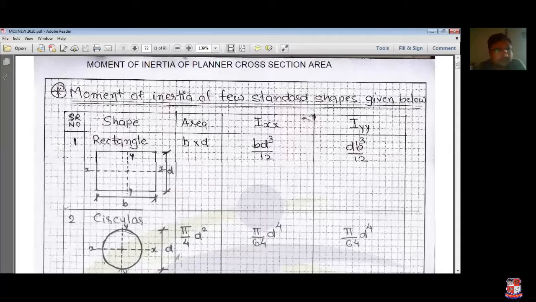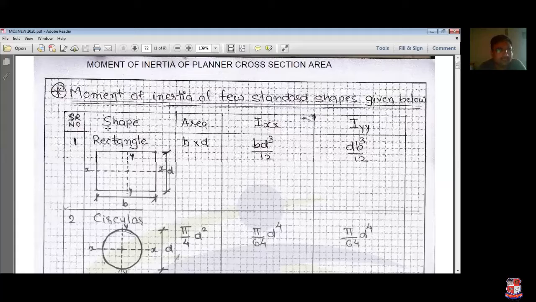Hello everyone, myself Mr. Pradeep Patel, working as Assistant Professor in Vidyadeep Institute of Engineering and Technology. Today we are going to learn in the subject Fundamental of Machine Design, and the topic is an example based on moment of inertia of a planar cross-sectional area.